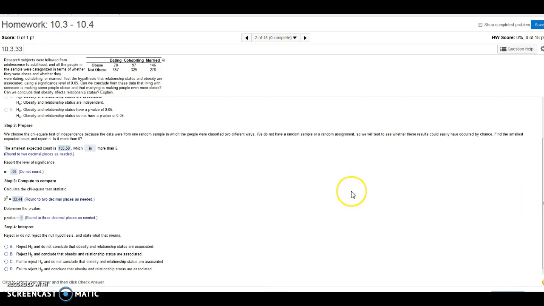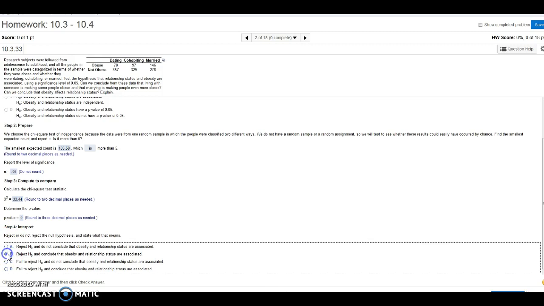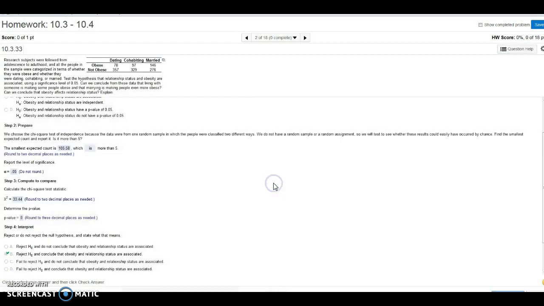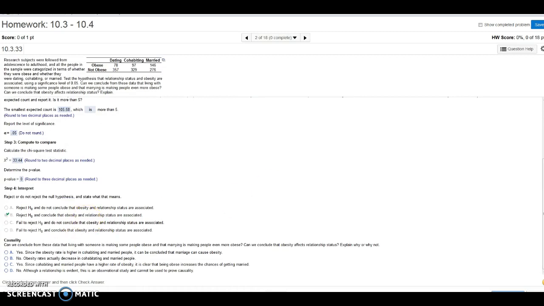If I reject the null hypothesis, I'm rejecting that they're independent. I'm rejecting that they're not associated. So there's evidence that they are associated. I reject the H naught, and then this statement is about my alternative hypothesis. I can conclude that they are associated. Can I conclude from these data that living with someone is making some people obese and that marrying is making people even more obese? Can we conclude that obesity affects relationship status?